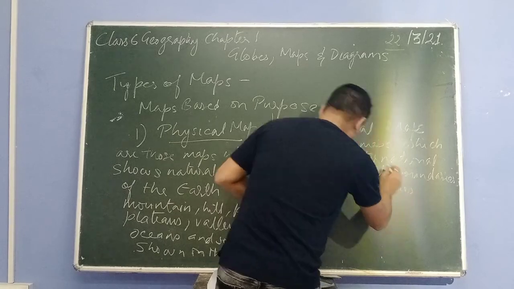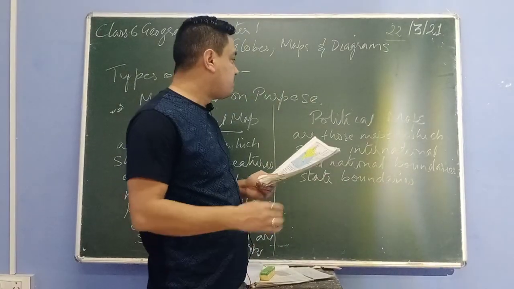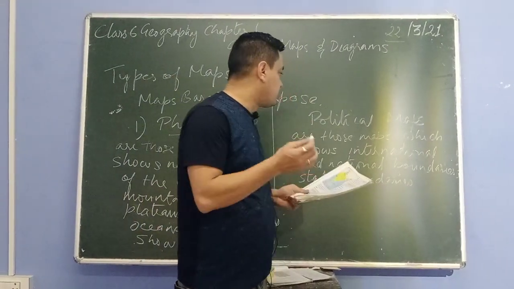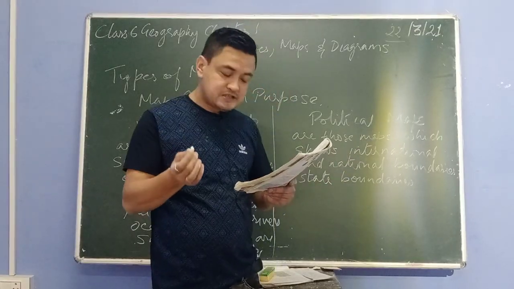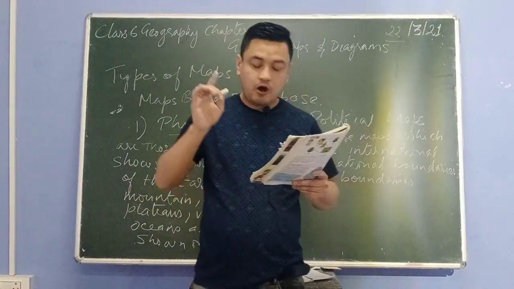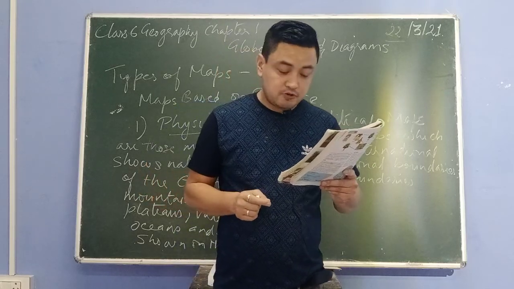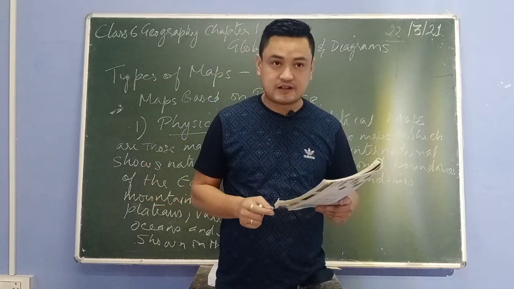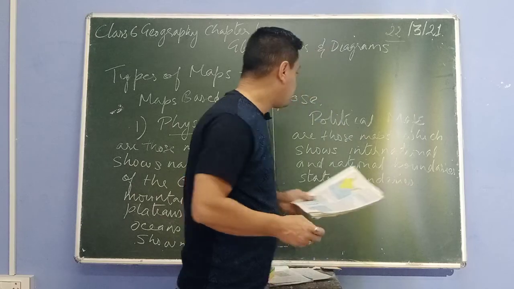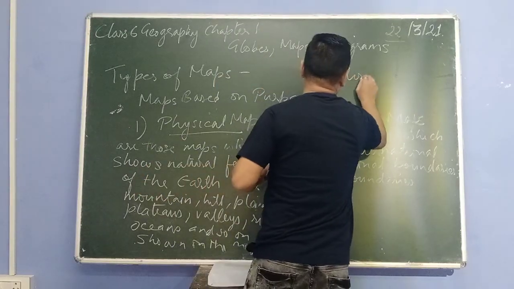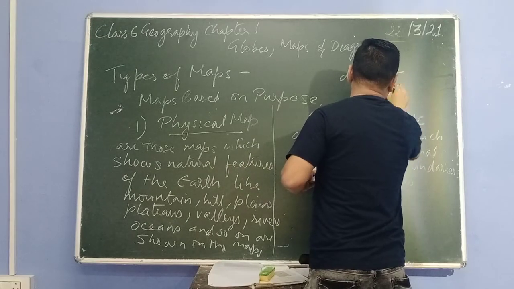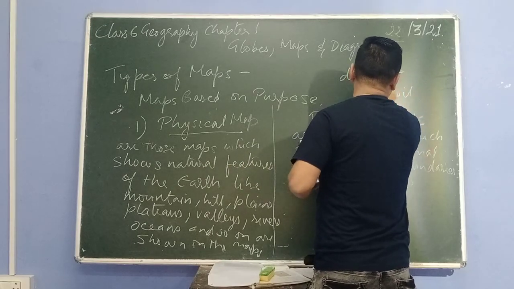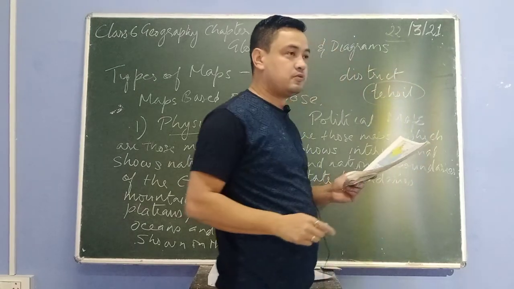Now, what is a political map? Political maps are those maps which show international boundaries and national boundaries. It also shows boundaries between states, districts, or lower administrative units like tehsil, etc. Below district, what do we have? Below district, we have TEHSIL, tehsil. This tehsil boundary is also shown in a political map.